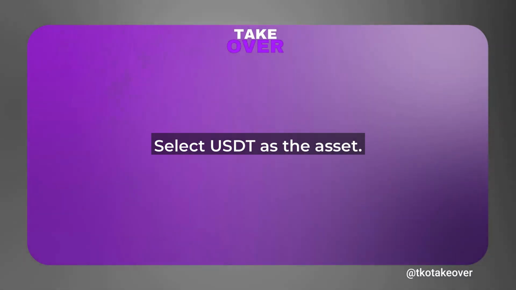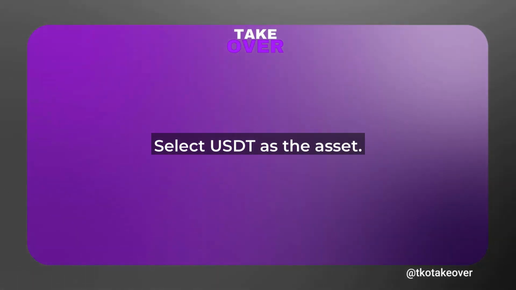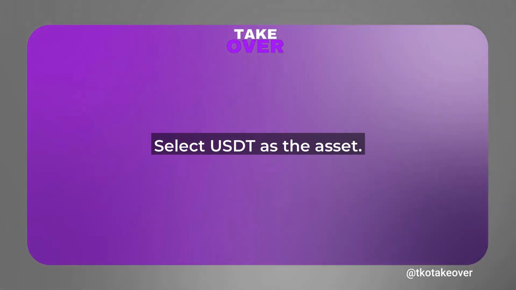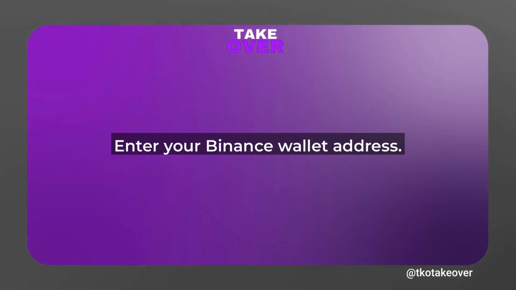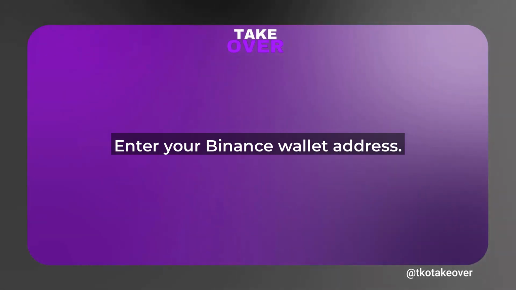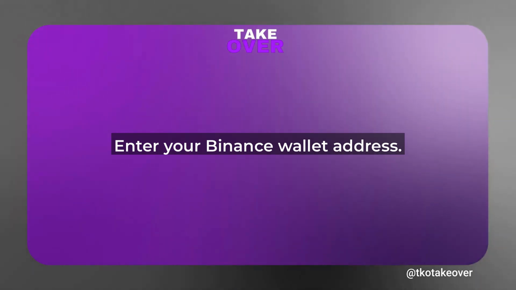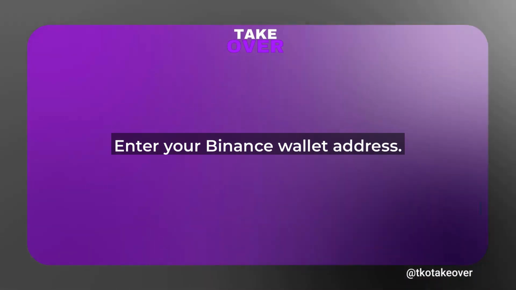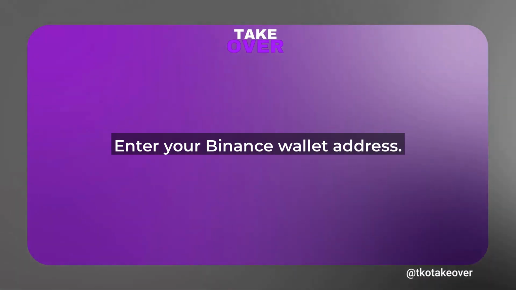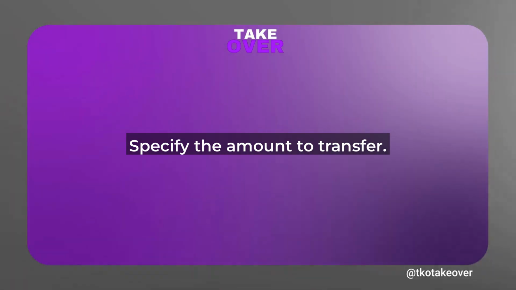Once you're in the withdrawal section, select USDT as the cryptocurrency you want to send. Double-check that. Crypto addresses can be tricky. Now, you'll need to enter your Binance wallet address. Pro tip: always copy and paste this directly from your Binance account to avoid any typos that could send your funds into the void. If you're not sure where to find it, go to Binance, navigate to your wallet, and copy the USDT address. Next, specify the amount of USDT you want to transfer.